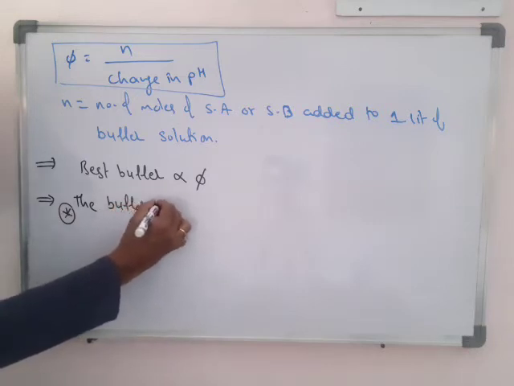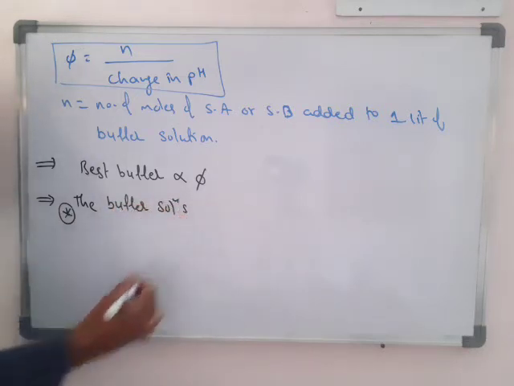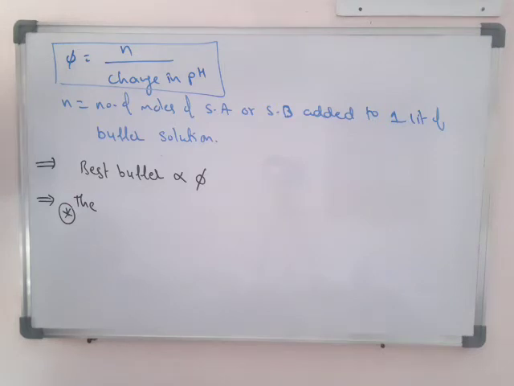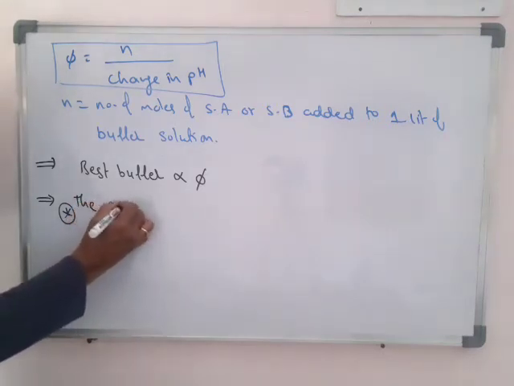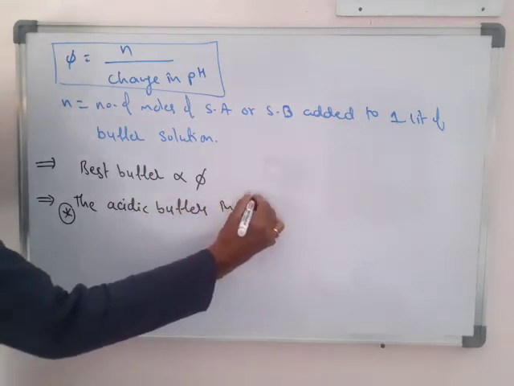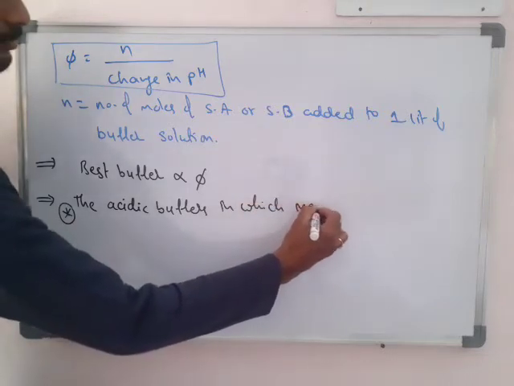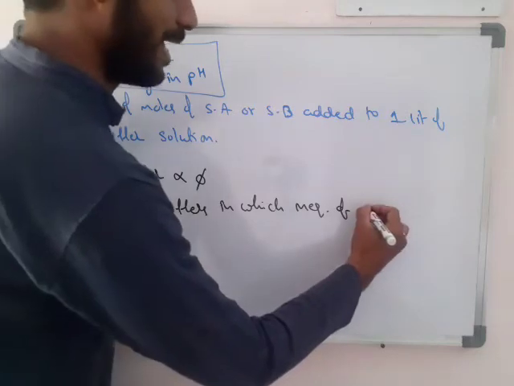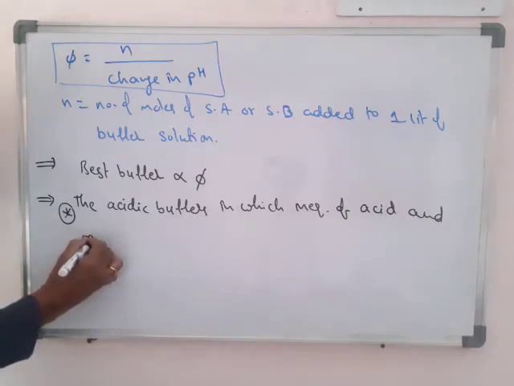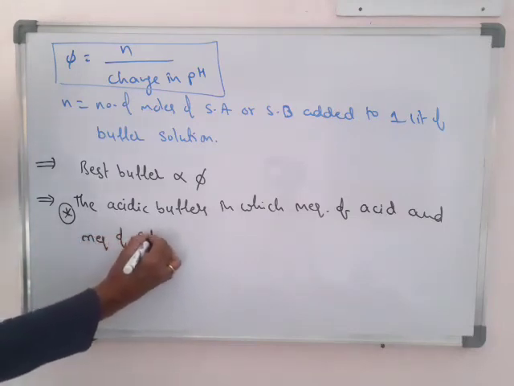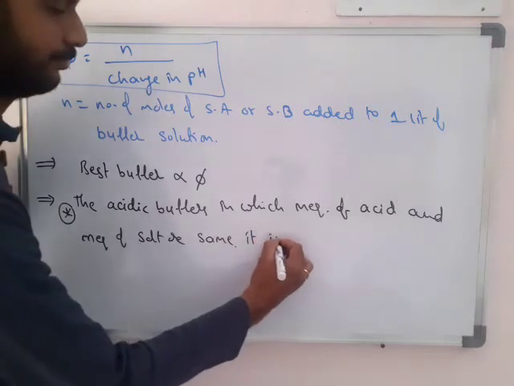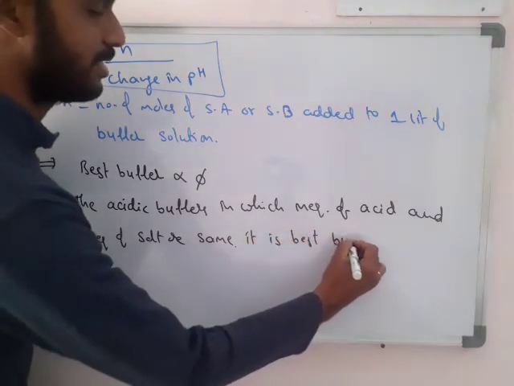So the buffer solutions, for acids and for bases it is different. The acidic buffers in which milli equivalents of weak acid and milli equivalents of salt are the same work as a best buffer.